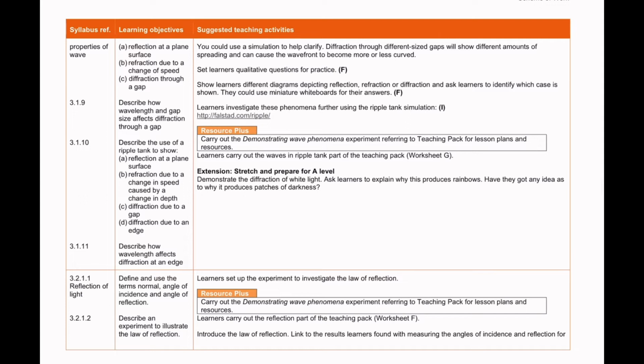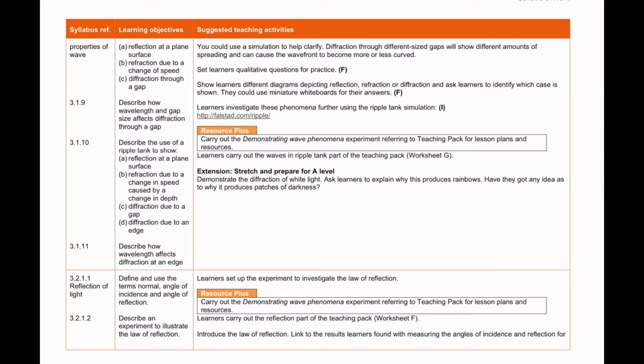Describe the use of a ripple tank to show A. Reflection at a plane surface. B. Refraction due to change in speed caused by a change in depth. C. Diffraction due to a gap. D. Diffraction due to an edge. Describe how wavelength affects diffraction at an edge.